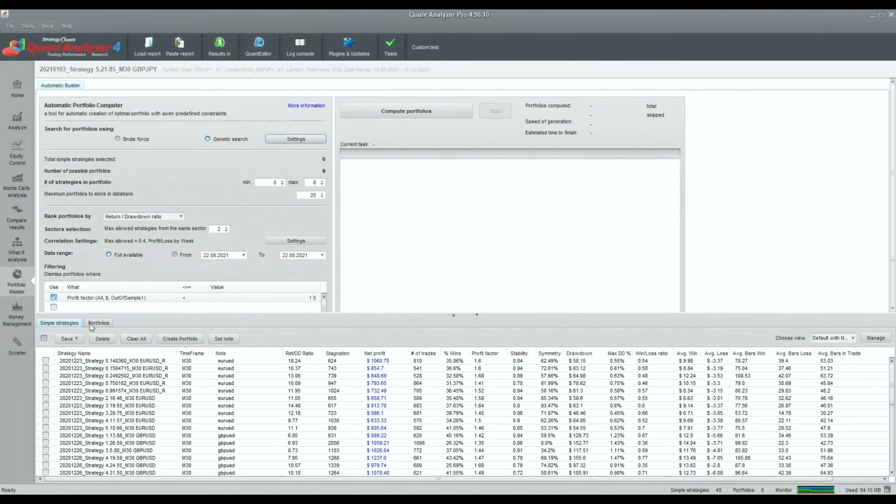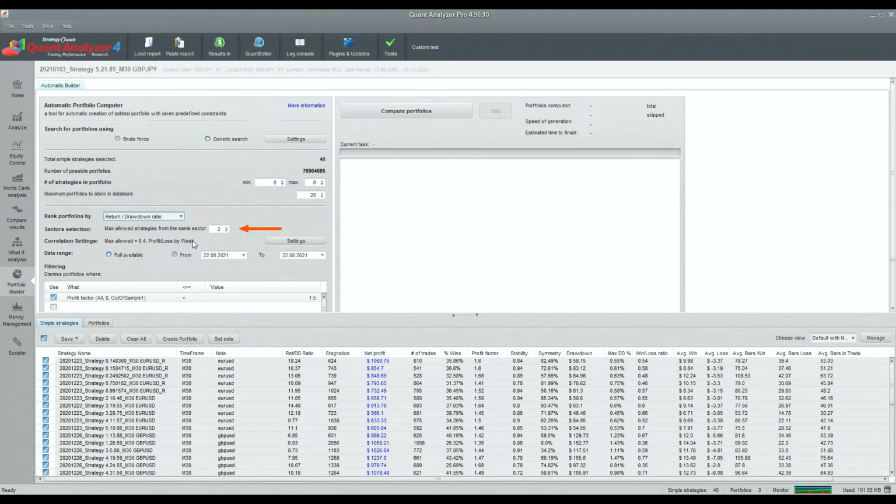Next, we select our basket of 40 strategies and specify our final portfolio size of 8. Here I specify that the top 20 portfolios will be saved. Next, we'll select our ranking or fitness function. The return over drawdown ratio is a decent choice for a simple risk-adjusted metric, so let's go with that.